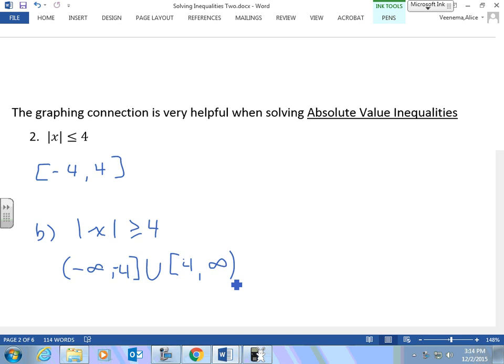So being able to visualize an absolute value function is really helpful to recognize why you have an interval with two boundaries in this first case, and two intervals joined together in the second case, for a solution to that inequality.